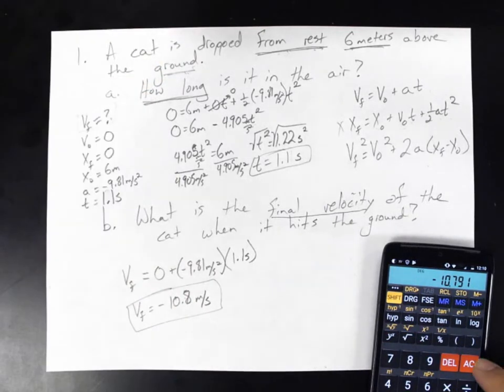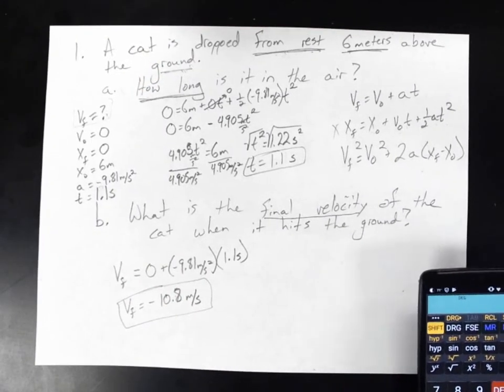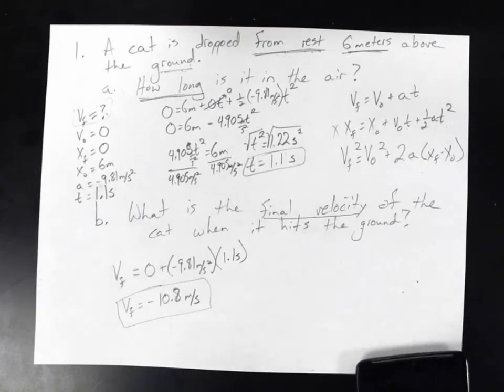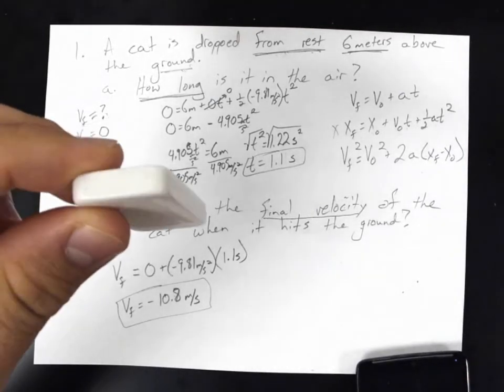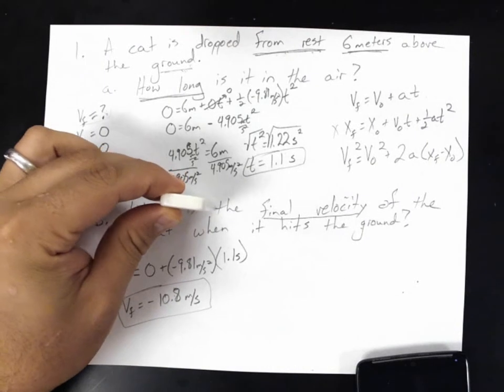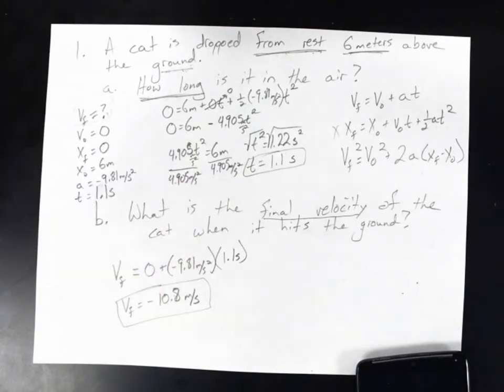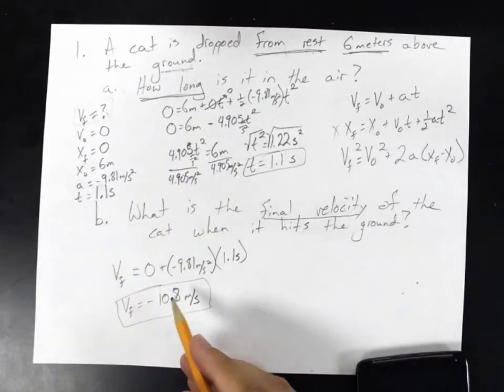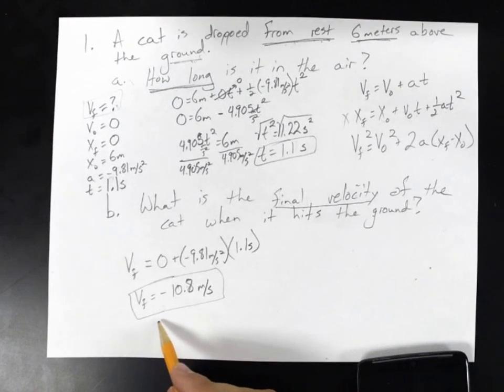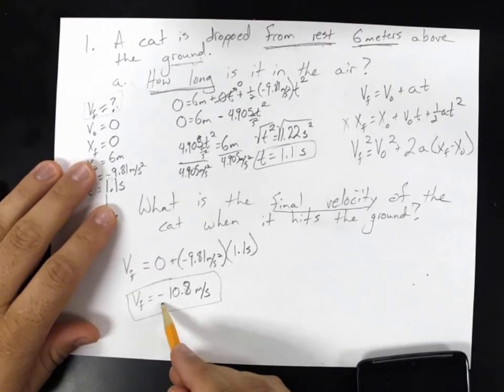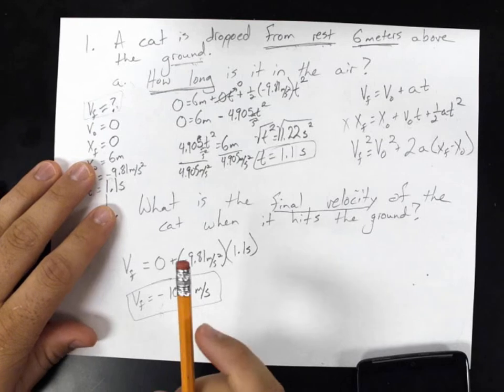Now, you might be saying, why is it negative? Think about it very carefully. You got an object, it's falling. What direction is it going when it hits the ground? Well, I certainly hope that it's going down, because if it's going up, something's wrong. So that means that this negative sign makes sense. It's going down. The velocity is down. So there's number one.